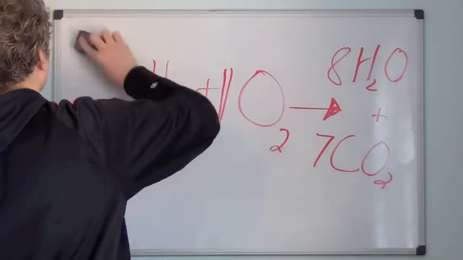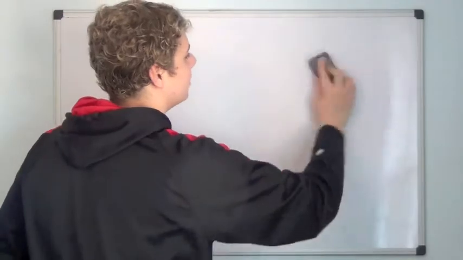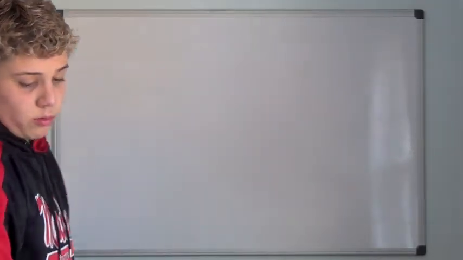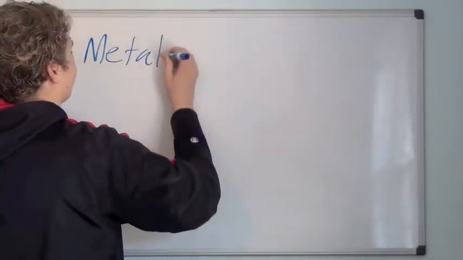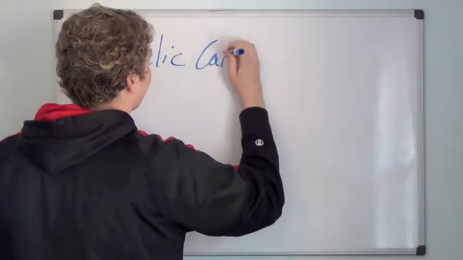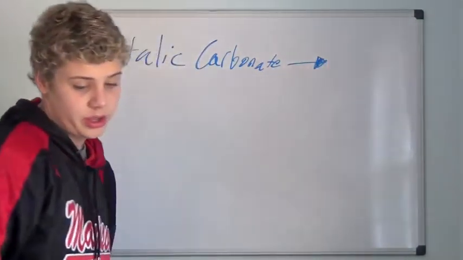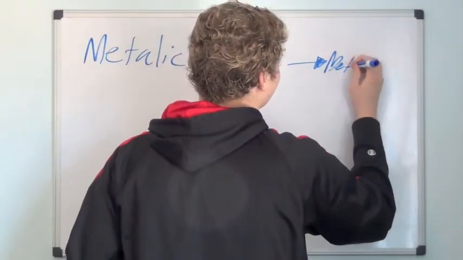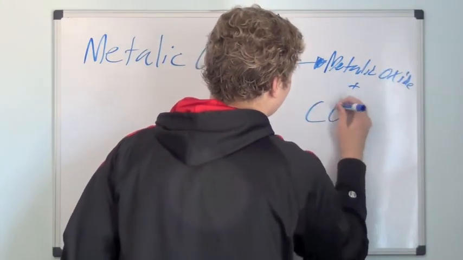Now, decomposition has a bunch of fun little rules that you have to do that are really just annoying, some of them. Some of the main rules would be when a metallic carbonate will always decompose into a metallic oxide and carbon dioxide. So metallic oxide plus CO2.